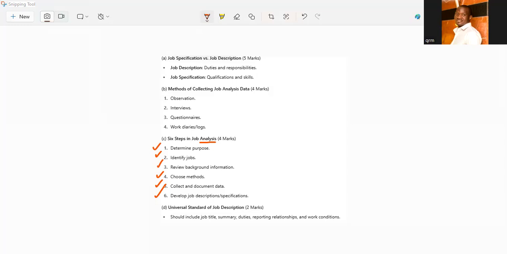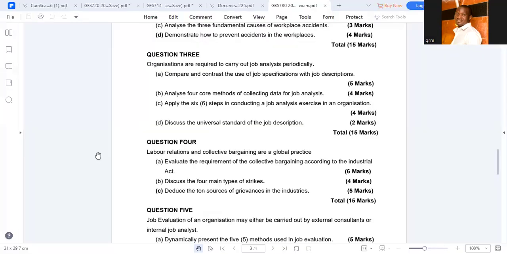Okay, so let's go to the next question. Question number 4. Labor relations and collective bargaining are a global practice. Part A, evaluate the requirements of collective bargaining regarding the Industrial Act, discuss 4 main types of strikes, and deduce 10 sources of grievances in an industry. So part A, the requirements of collective bargaining according to the Industrial Act. What are the requirements?